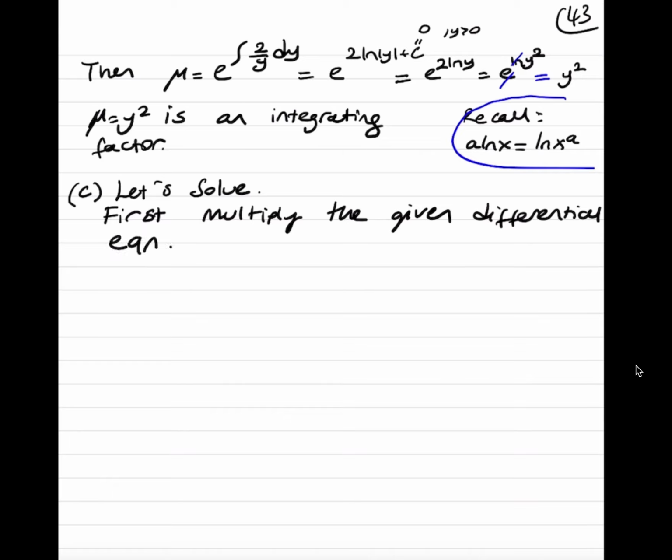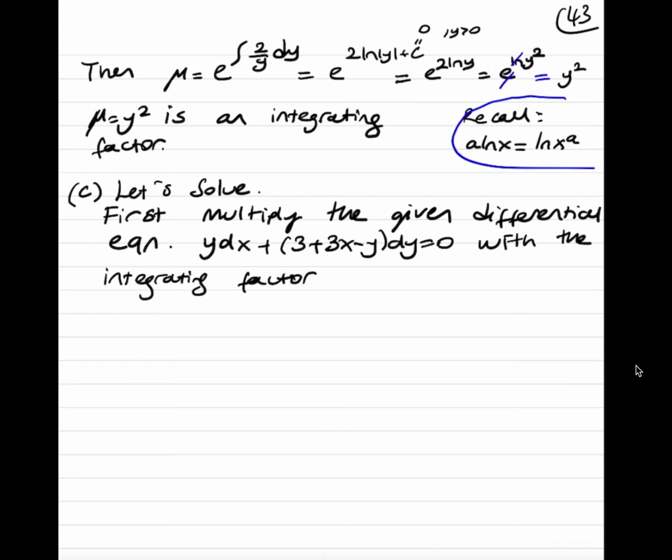Okay, let me check the equation from my notes. The equation is given like this: x dx plus 3 plus 3x minus y dy equals 0. So this equation is given, and we found the integrating factor. Then what we are going to do is first multiply the given equation with the integrating factor we found, mu equals y squared.